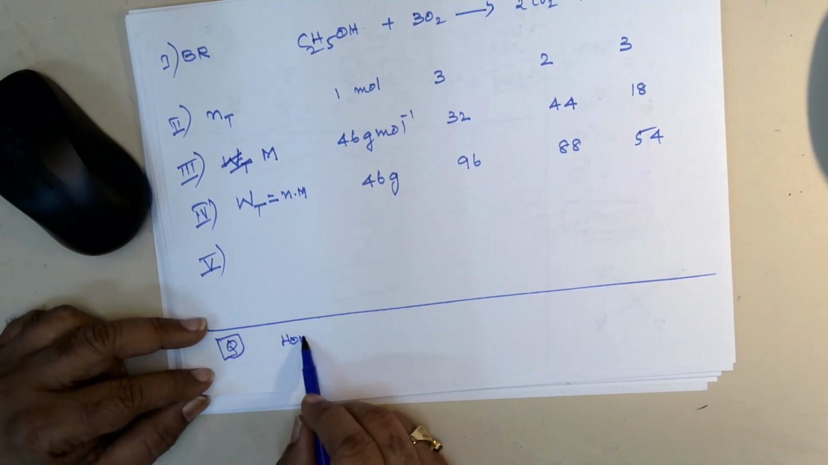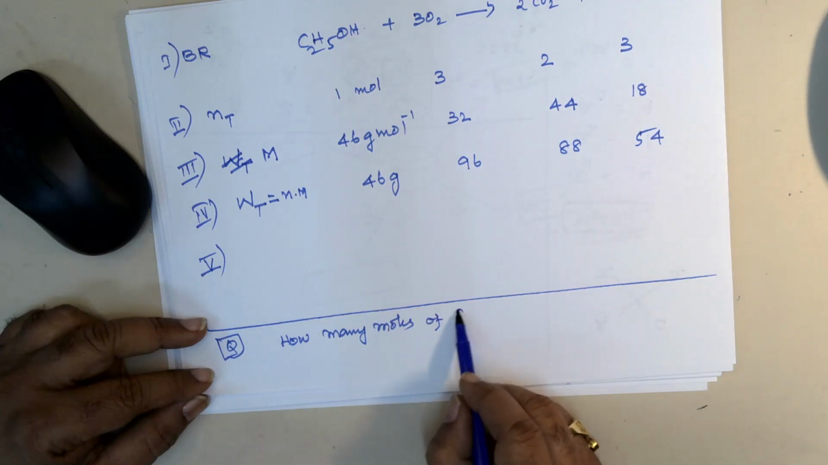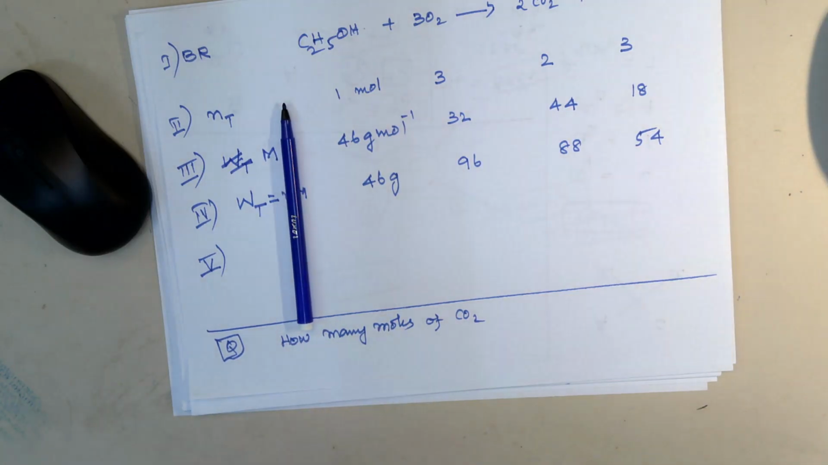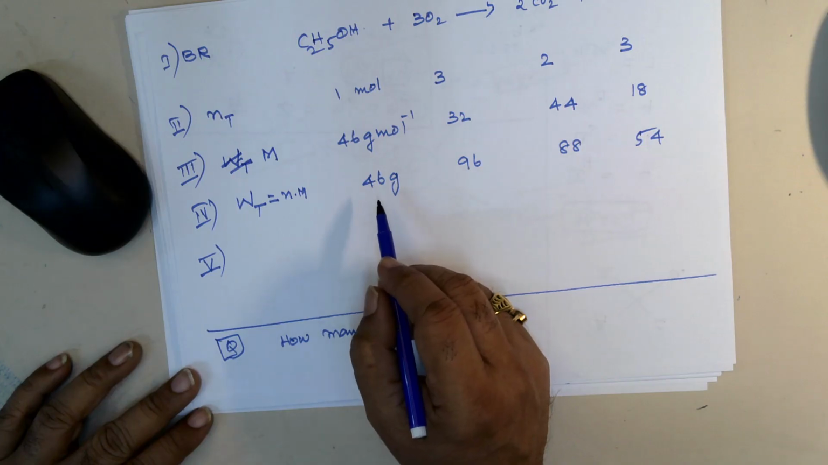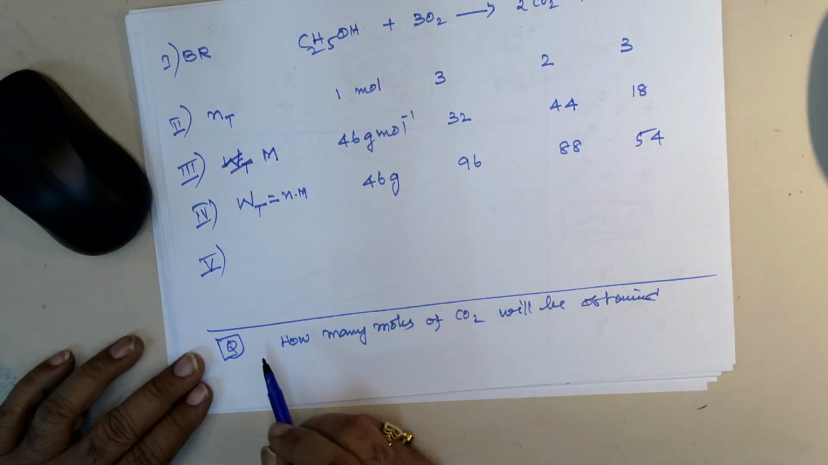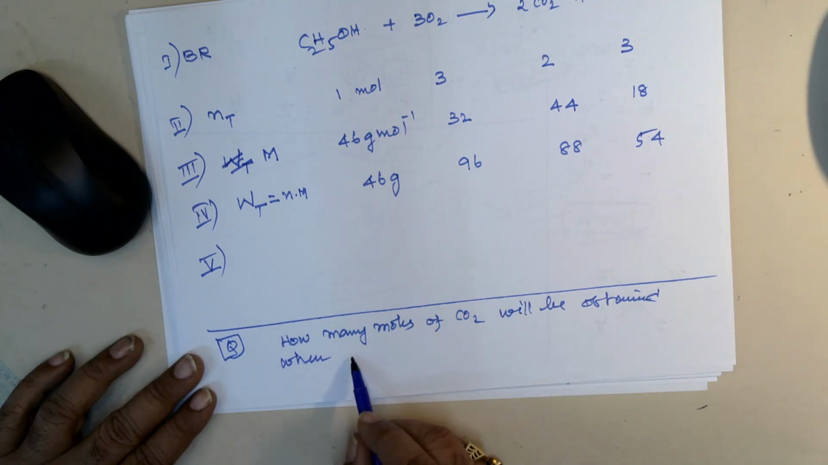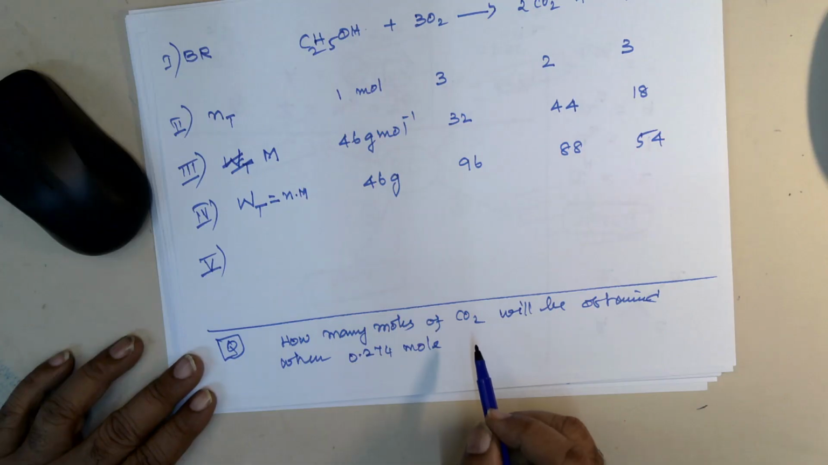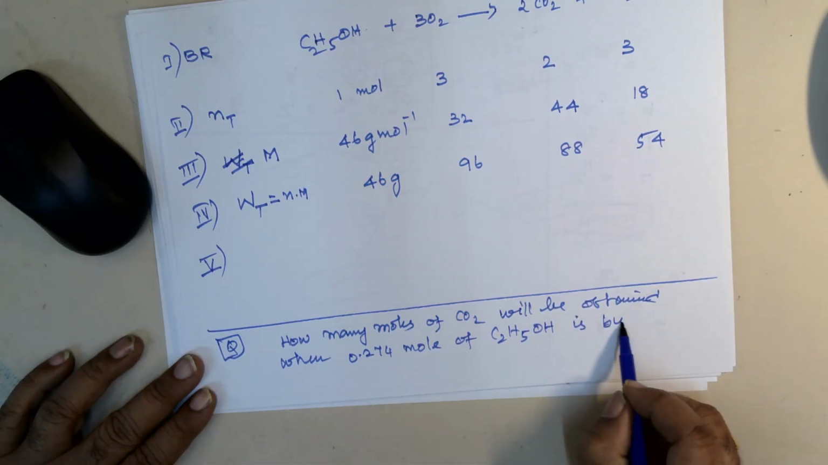How many moles of carbon dioxide will be obtained when 0.274 mole of ethanol, that is C2H5OH, is burnt? Okay.